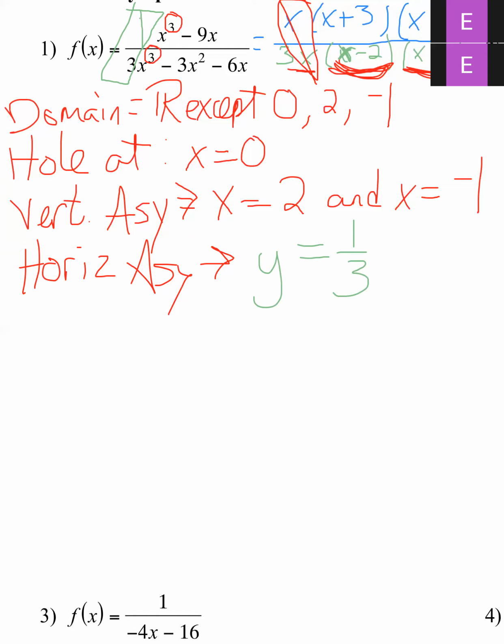That's it. That's my horizontal asymptote. Okay, I know it's a little weird. It's strange to kind of get the hang of this stuff, but that's it.